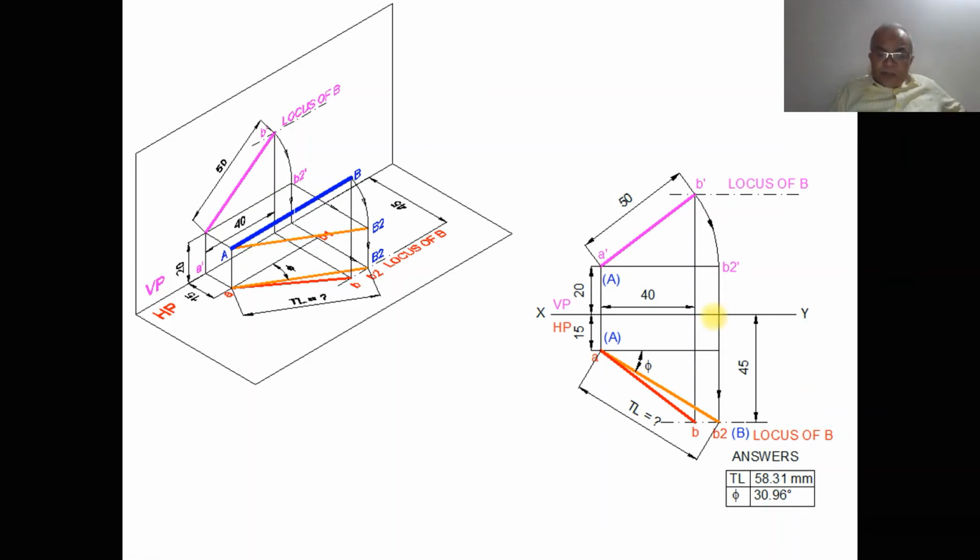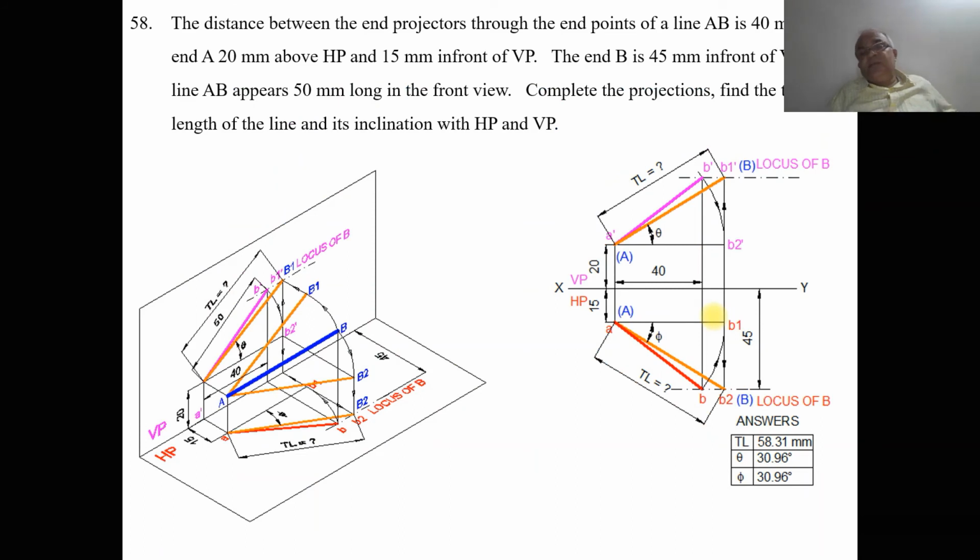Now we are going to try to solve this problem using the sketchbook. To do that, first we draw the XY line and mark VP and HP. As we know, the NDA is 20 mm above HP. So from the XY line, you measure 20 mm above and draw a horizontal line. Similarly, 15 mm in front of VP. As we see, in front of VP is seen in HP.